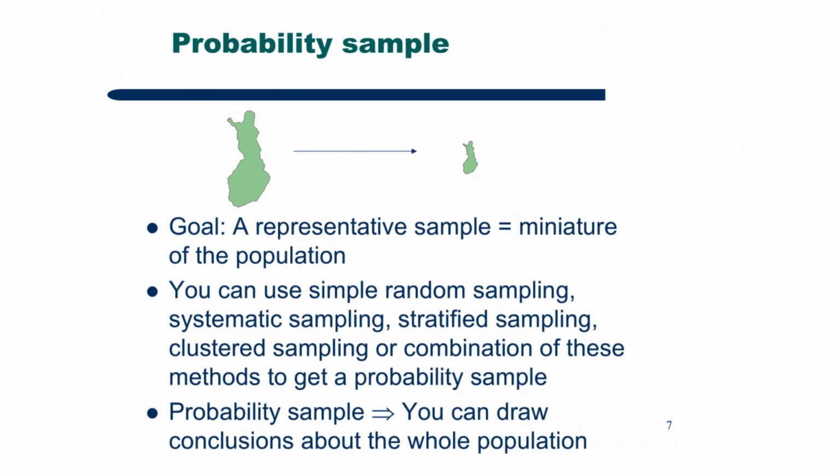The goal of sampling is to obtain a representative sample, which acts as a miniature version of the population. This ensures that the insights drawn from the sample can reflect the larger group accurately. To achieve this, various sampling methods can be used, including simple random sampling, systematic sampling, stratified sampling, clustered sampling, or a combination of these methods. When these methods are used appropriately, they result in a probability sample, meaning each member of the population has a known chance of being selected. With a probability sample, valid conclusions can be drawn about the entire population based on the sample data.